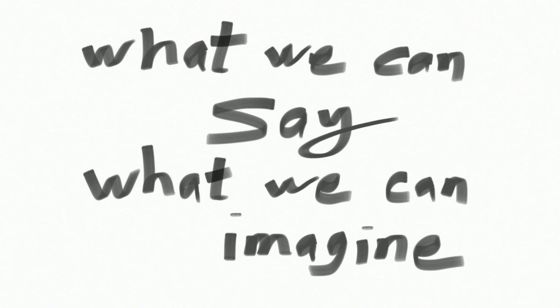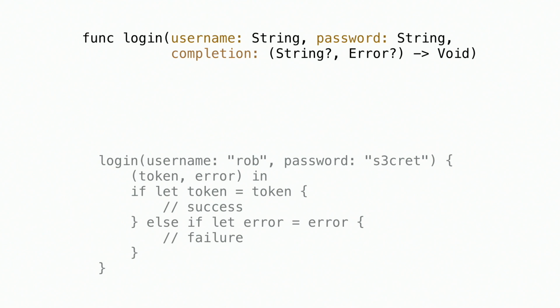Let's boil this down to a more concrete example. Here's a thing that I see all the time. I see this kind of protocol with a function that takes a username string, a password string, and a completion handler. And the completion handler takes maybe a string, maybe an error. I see this all the time.